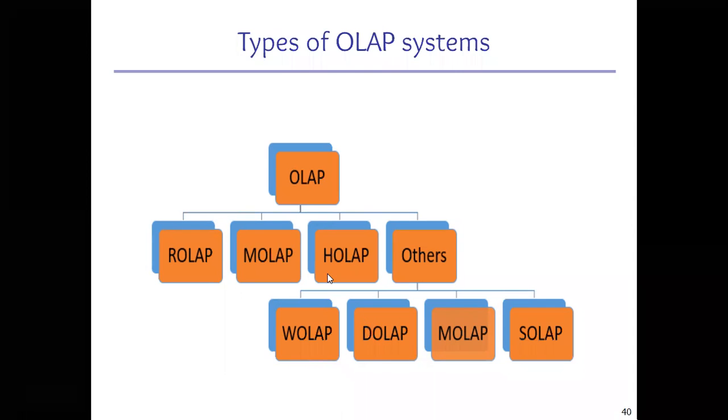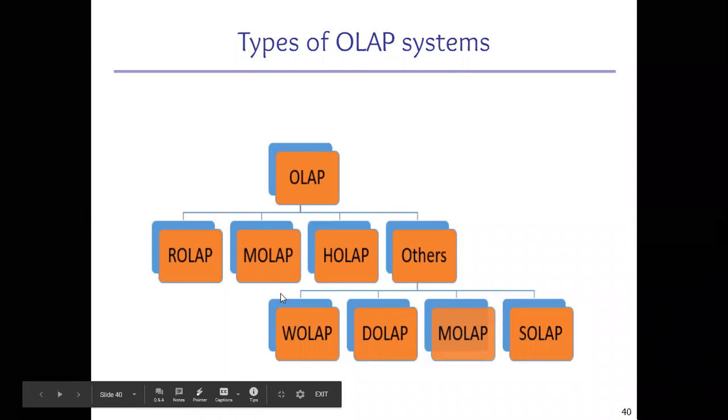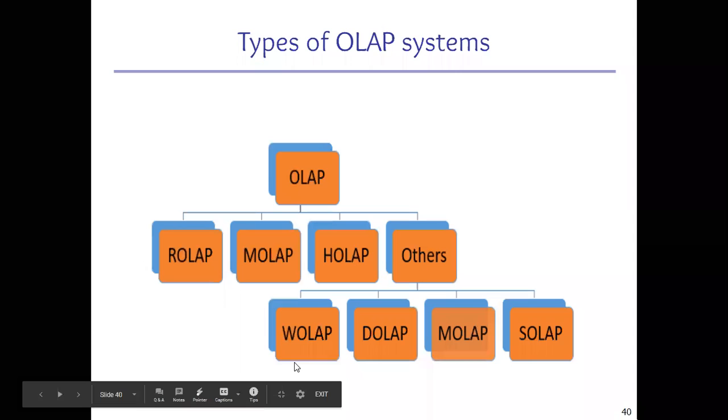And what about the WOLAP? WOLAP is a web OLAP, which means an OLAP system accessible via the web browser. And it is a 3-tier architecture. It consists of 3 components: client, middleware, and the database server. Okay, so this is the WOLAP. So we have to focus on these points. These are again theoretical points.